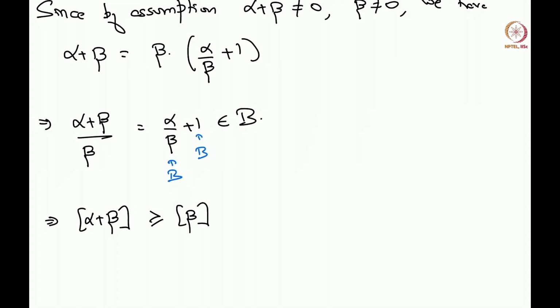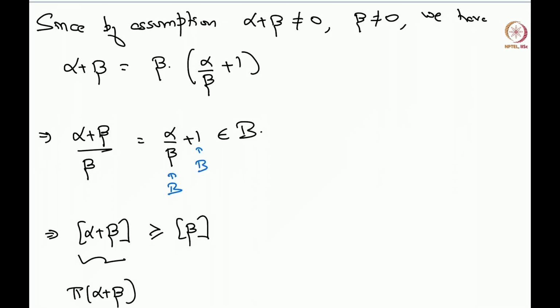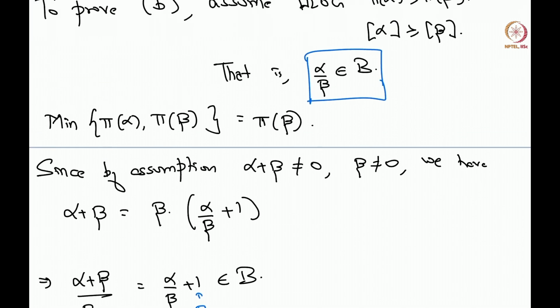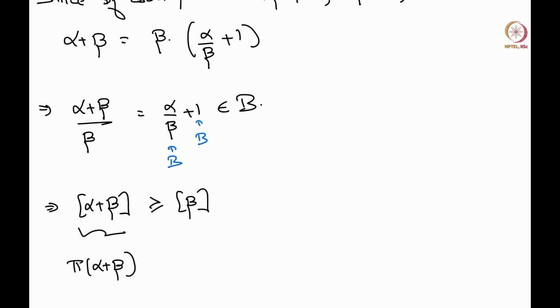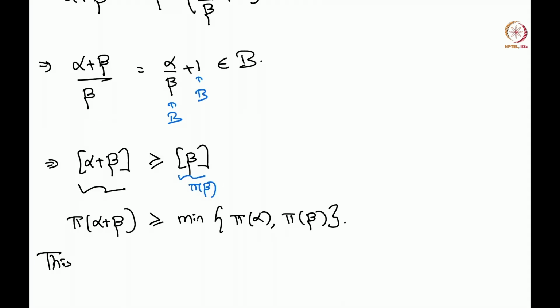And so just unwinding the notations again, the square brackets alpha plus beta was just pi of alpha plus beta, and the square brackets beta, by our choice of beta, was the minimum of pi of alpha and pi of beta. So this is nothing but pi of beta, and by our choice of beta, this was this minimum of pi of alpha and pi of beta. And so this proves property B.